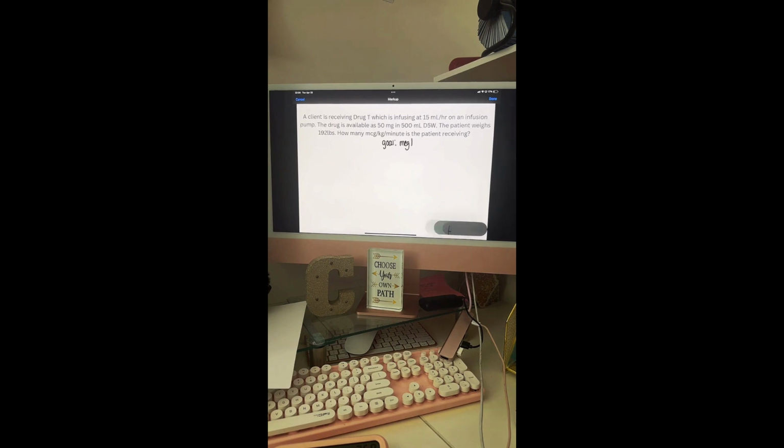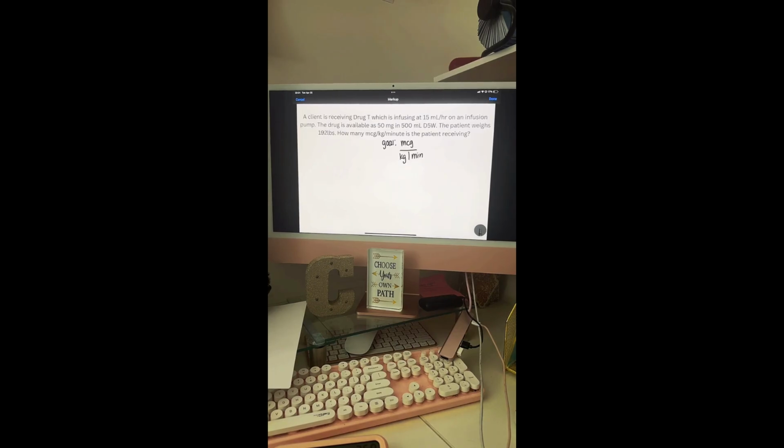I don't want to write it like that though, because I want my micrograms to be on the top and my kilograms and my minutes to be on the bottom. Did you hear what I said? I want my micrograms on the top. I'm reiterating and exaggerating, okay? My micrograms on the top and my kilograms and my minute on the bottom.